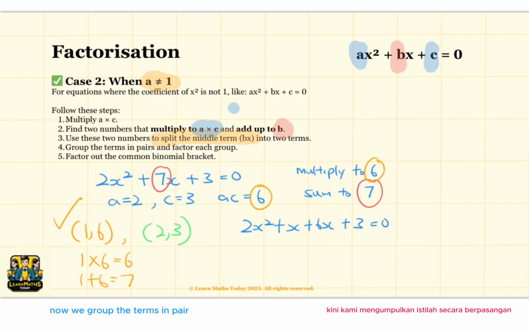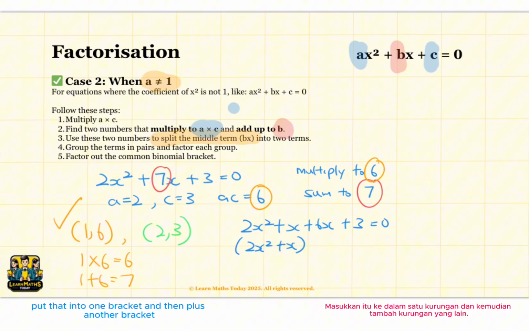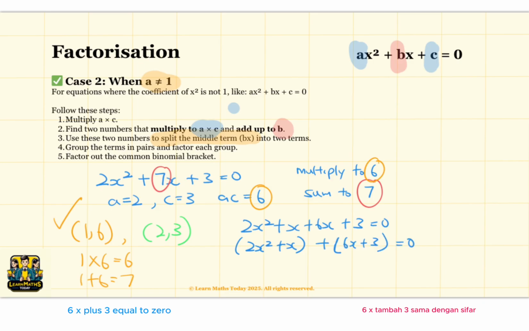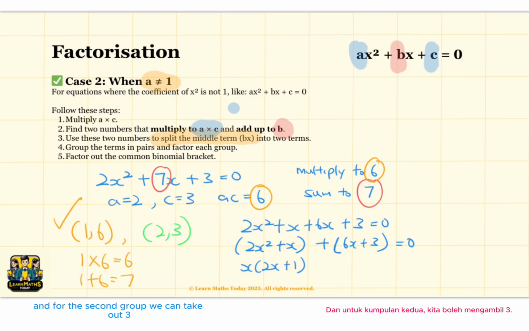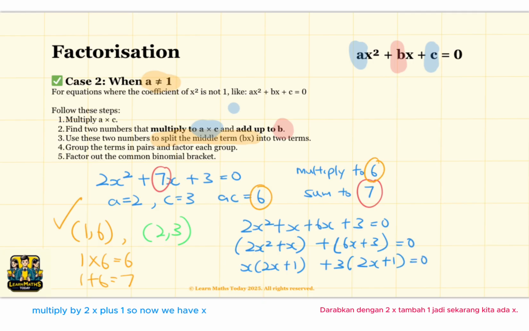Now we group the terms in pairs. 2x squared plus x, put in one bracket, and then plus another bracket, 6x plus 3 equals 0. And we factor each group separately. From the first group, we can take out x, where we get x multiplied by, open bracket, 2x plus 1, close bracket. And for the second group, we can take out 3 multiplied by 2x plus 1. So now we have x multiplied by 2x plus 1 plus 3 multiplied by 2x plus 1 equals 0.